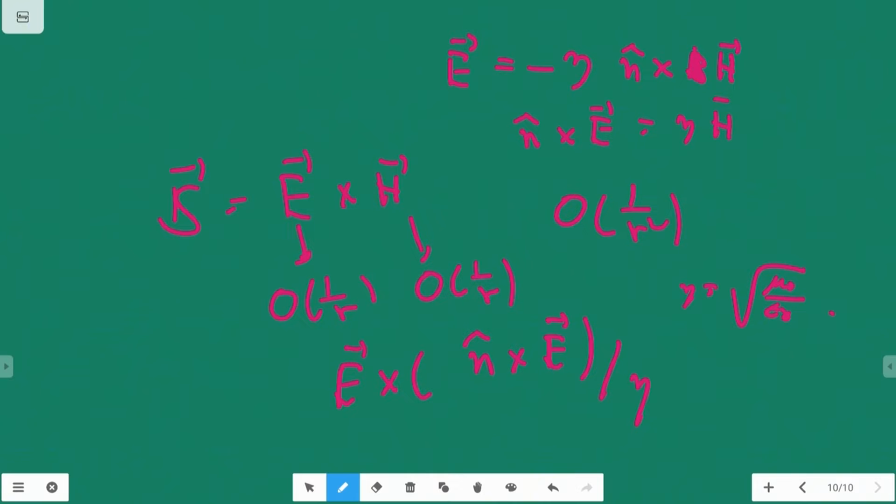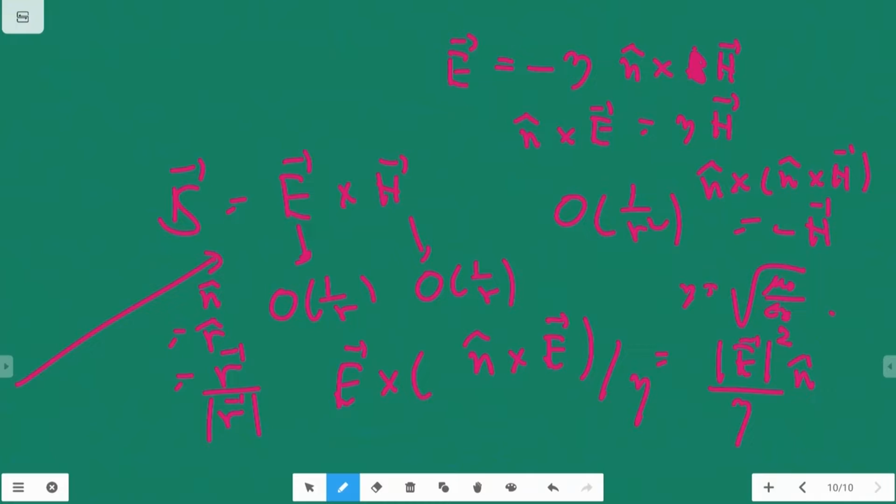If you use the identity that n cap cross H is equal to minus H, that is because H is orthogonal to n. n is the direction of propagation of the wave. So n is simply equal to r cap, which is equal to r divided by mod r. So the Poynting vector comes out to be simply mod E square by eta into n cap, and E can be calculated in the way just shown. E is calculated to 1 by r, so mod E square is calculated to 1 by r square.